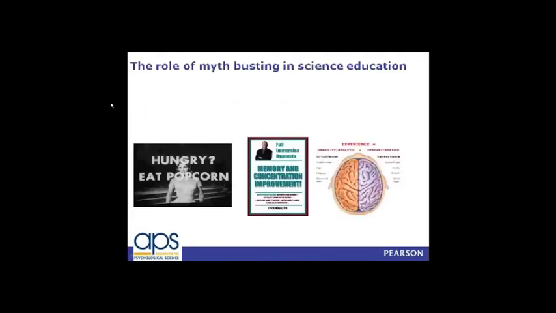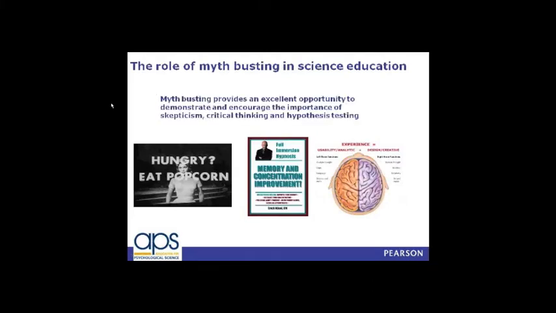And so for a lot of the talk, I want to devote it to discussing the relevance of common myths about behavior and how they relate to scientific literacy. I think that bringing up the topic of myths is a great opportunity to bring up the importance of skepticism, critical thinking, and hypothesis testing.